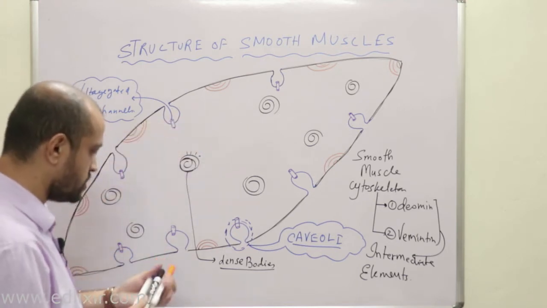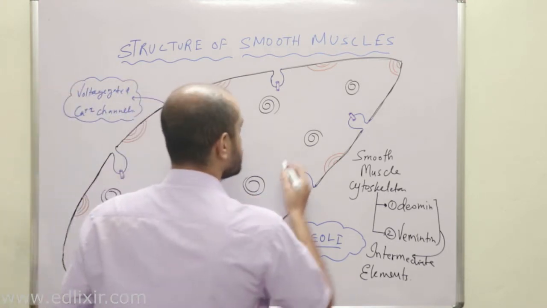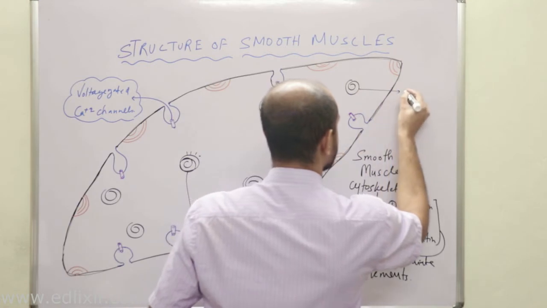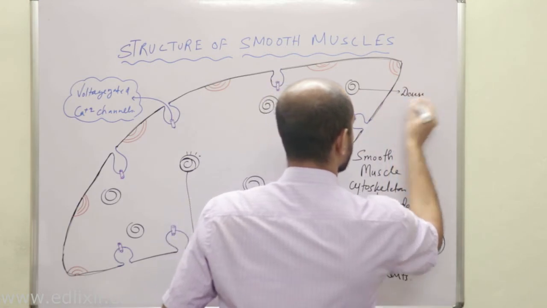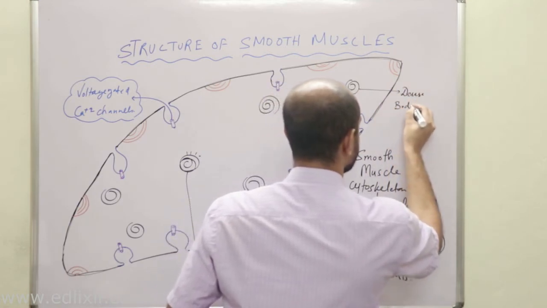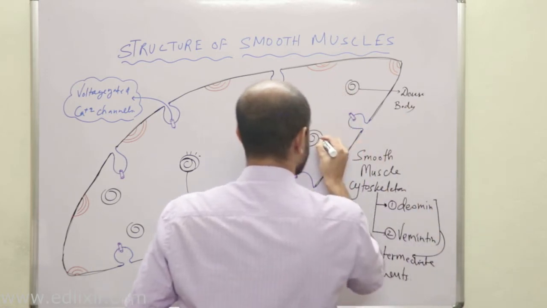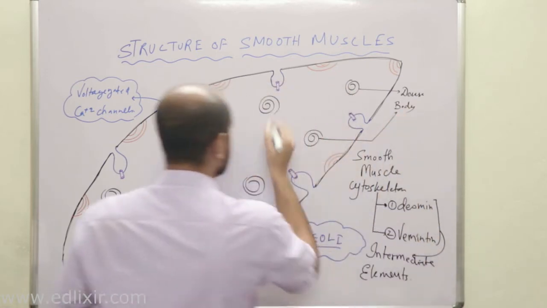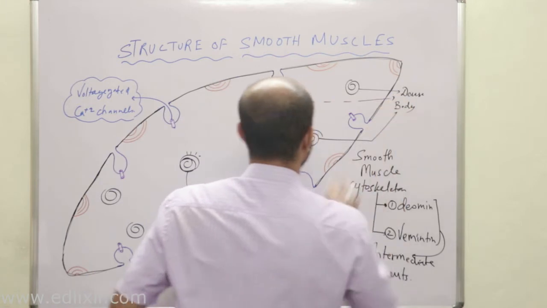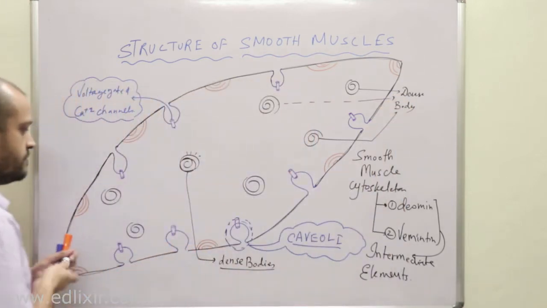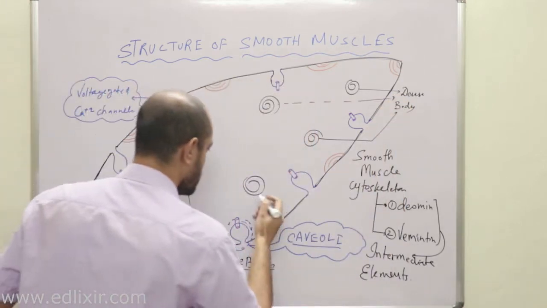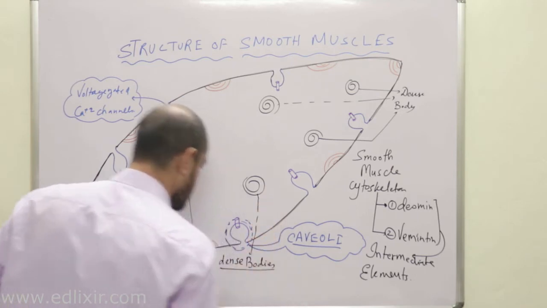So this is one dense body. This is another dense body. This is another dense body. This is another dense body. Clear? This is another dense body. Now, a very important point. So, this is another dense body here.